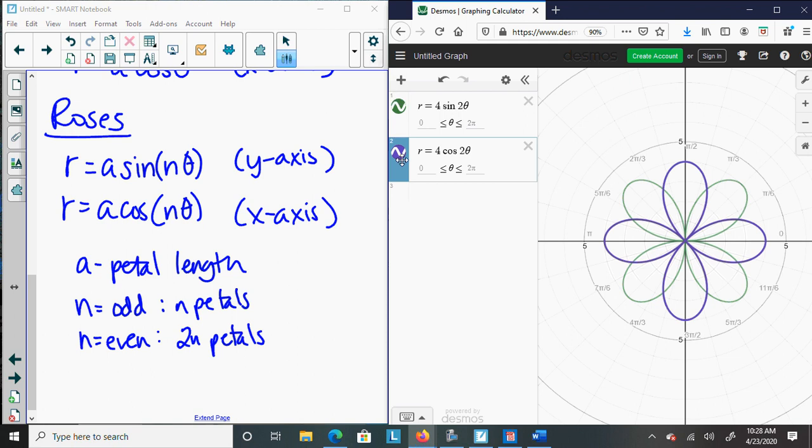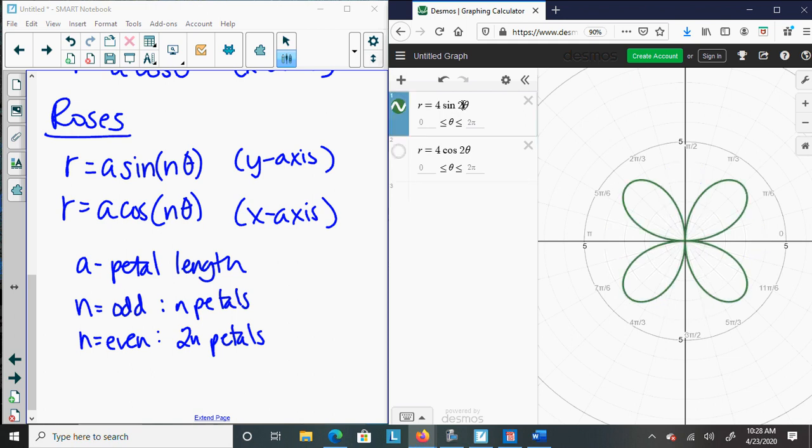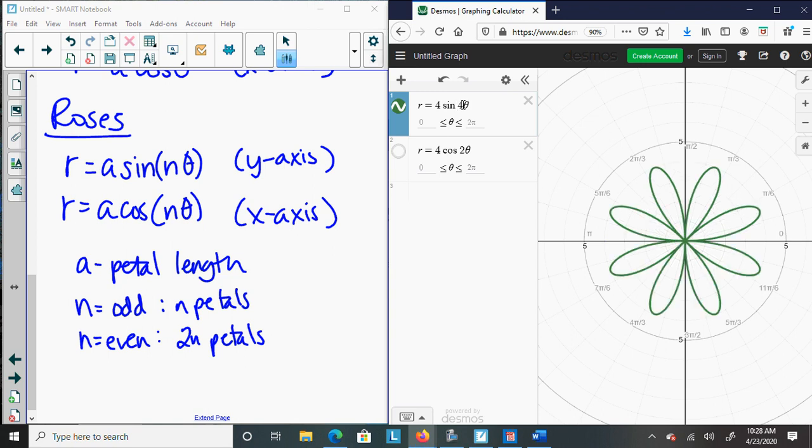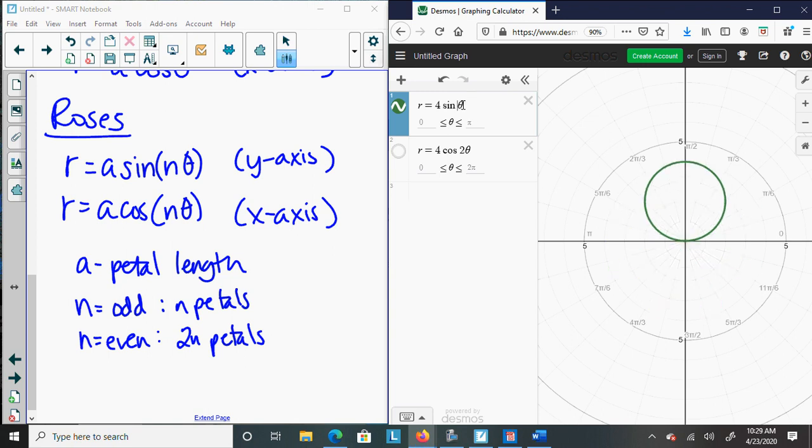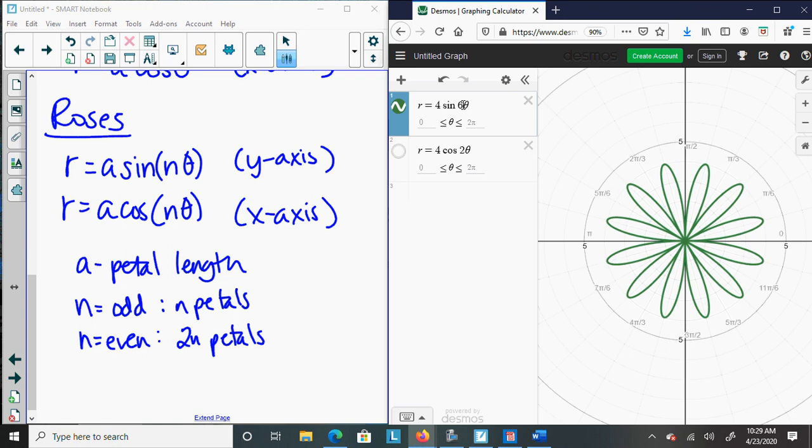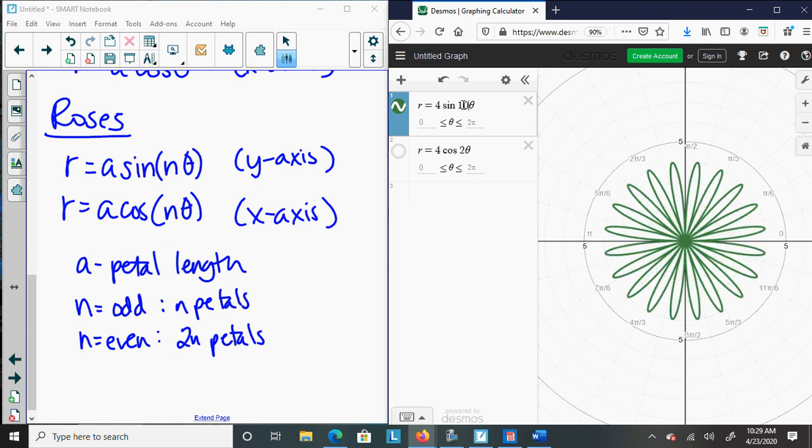It's kind of cool. So just to make sure we're good, if I put 4 in there, how many petals are there going to be? 8. If I put 6 in there, there'll be 12. If I put 10 in there, there'll be 20 petals. Okay. All right, so those are our roses. Petal length is the number in the front. The number of petals is determined by the N.